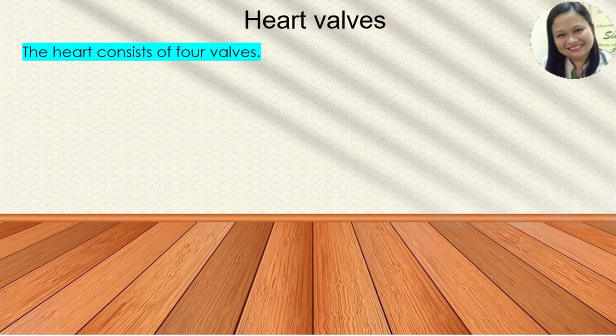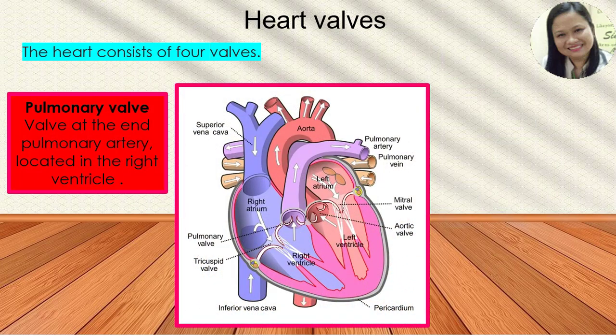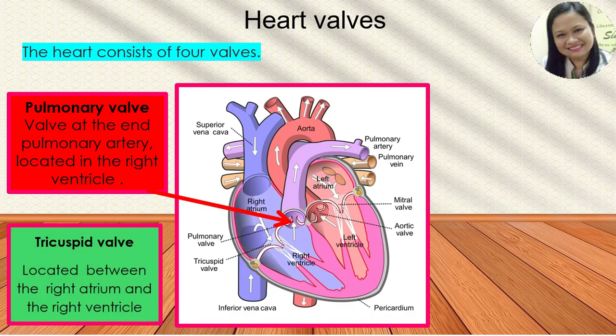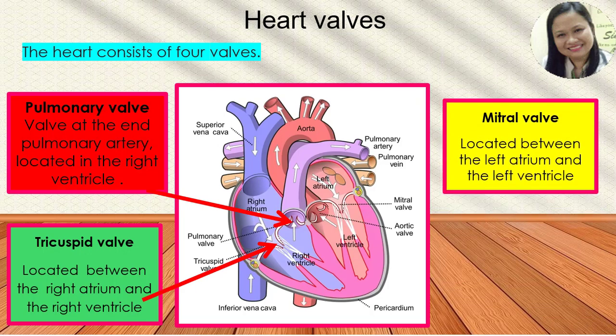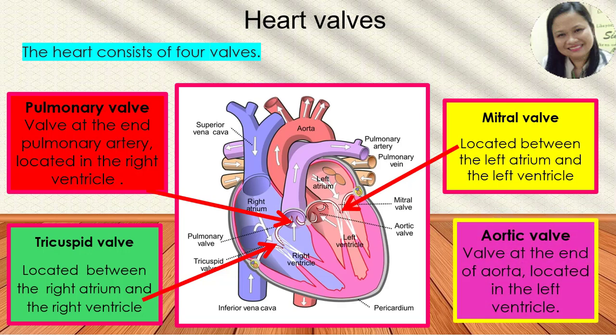Heart valves. You have to remember that heart consists of 4 valves. We have so-called pulmonary valve, valve at the end of pulmonary artery located in the right ventricle. Tricuspid valve, valve located between the right atrium and right ventricle. Mitral valve, valve located between the left atrium and left ventricle. And the last is aortic valve, valve at the end of aorta, located in the left ventricle.